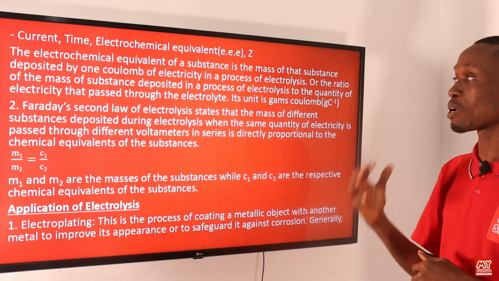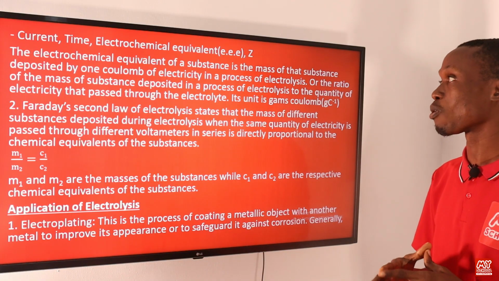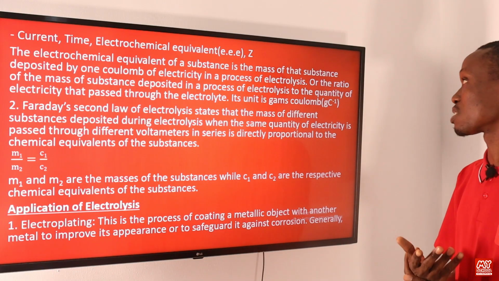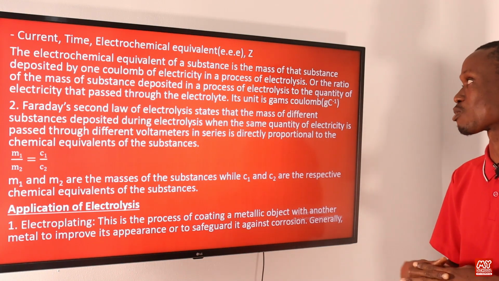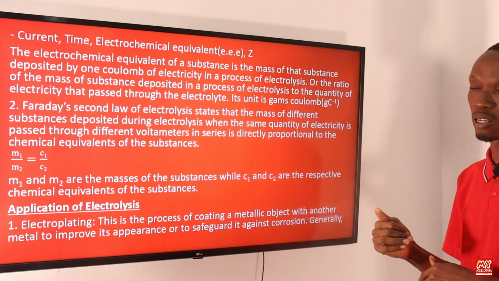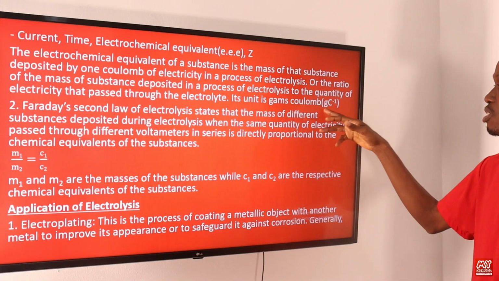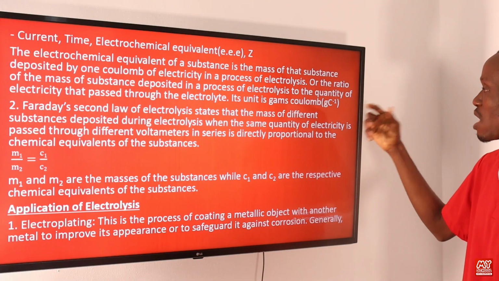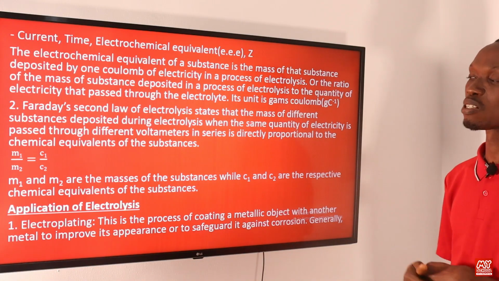The electrochemical equivalent of a substance is the mass of that substance deposited by 1 coulomb of electricity in a process of electrolysis. We can as well define it as the ratio of the mass of substance deposited in a process of electrolysis to the quantity of electricity that passed through the electrolyte. Its unit is grams per coulomb, which is g C^-1, meaning grams per coulomb, or you can write it g/C. They mean the same thing. Now let's deal with the second law.